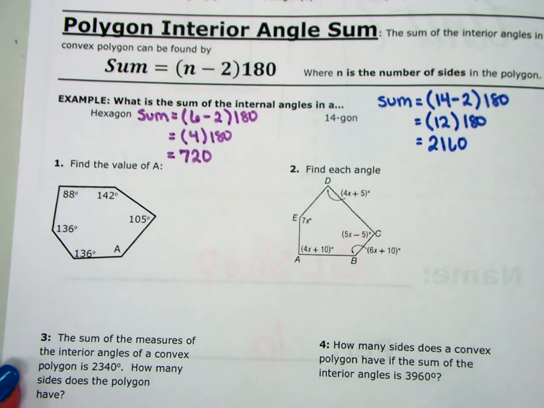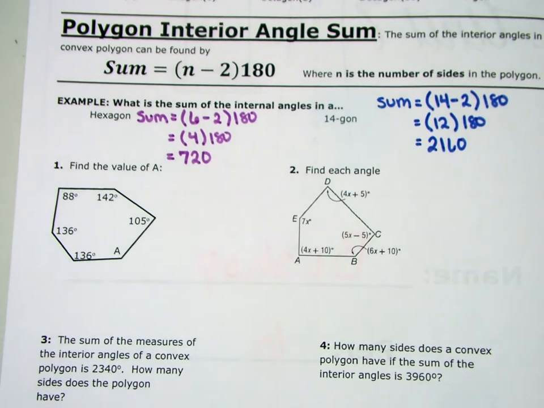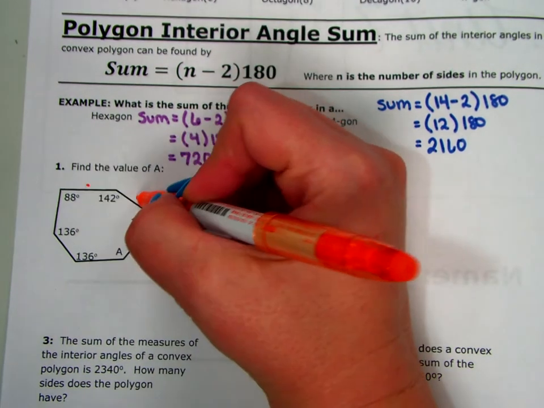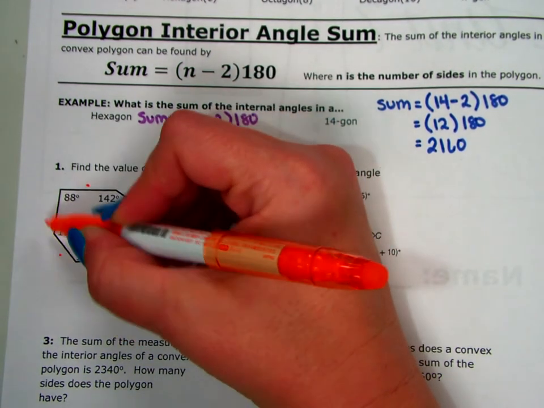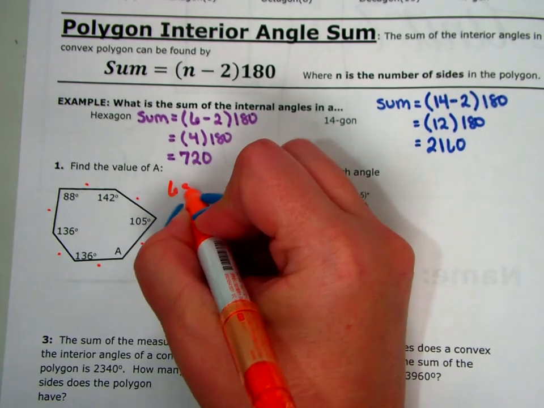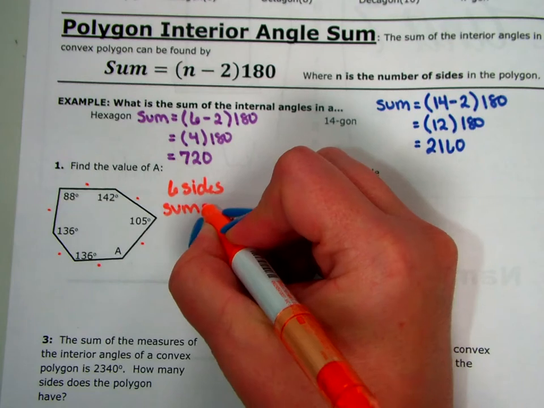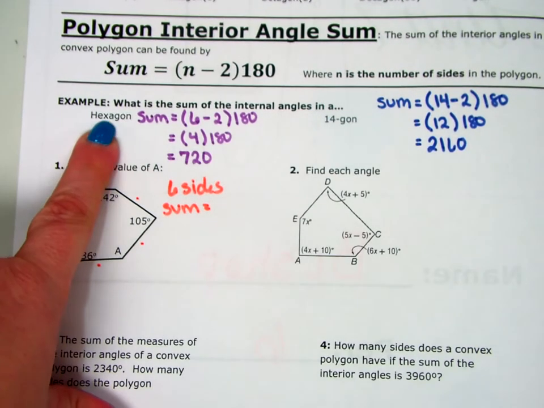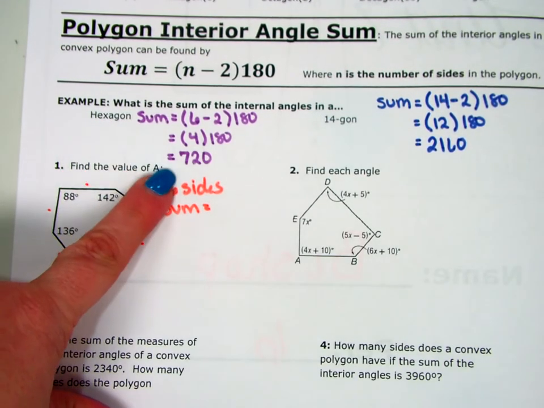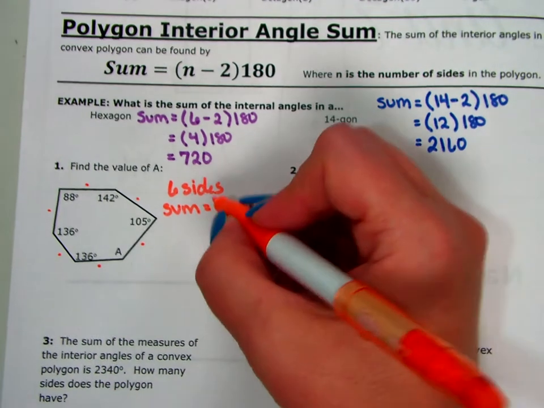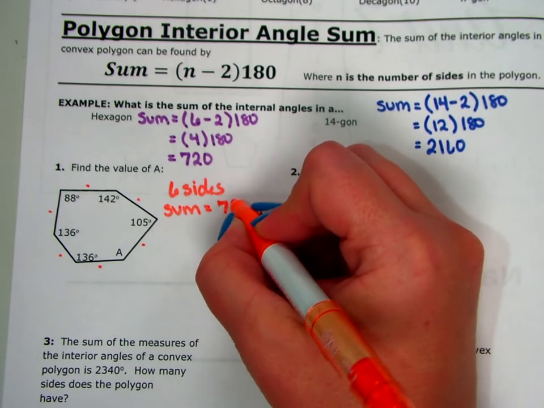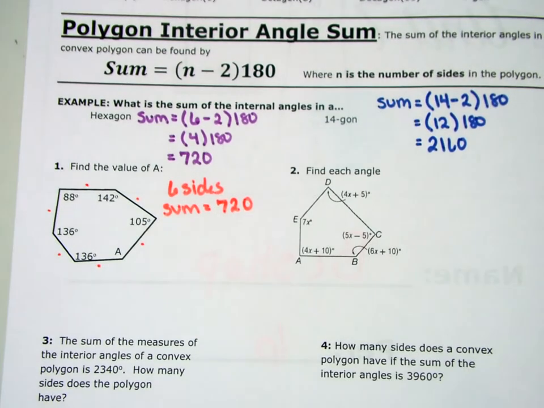Alright, number 1, find the value of A. First thing I need to do is know what all those angles add up to. So how many sides does it have? 6 sides. So I know the sum. It's a hexagon. We just did a hexagon. What's my sum going to be for a hexagon? We don't have to do it again. We've already done it. From here on out, we can just refer back to here. We know it's going to be 720.